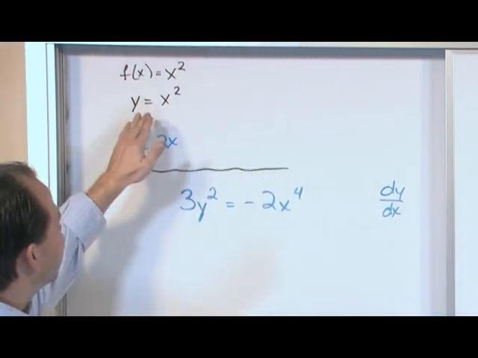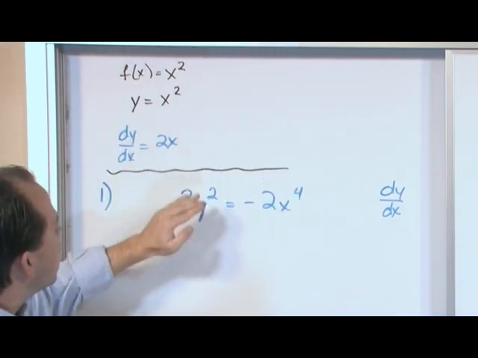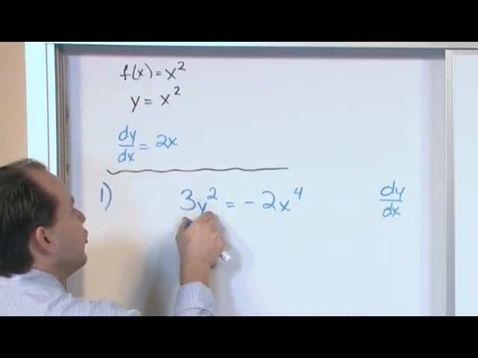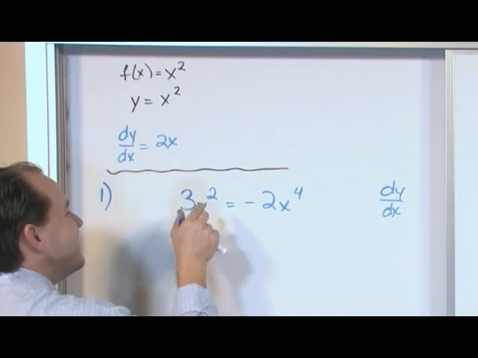So that's why this is explicitly telling you what y is equal to. This gives you all the information with regard to how y and x are joined and how they're related to one another, but it's not explicit.